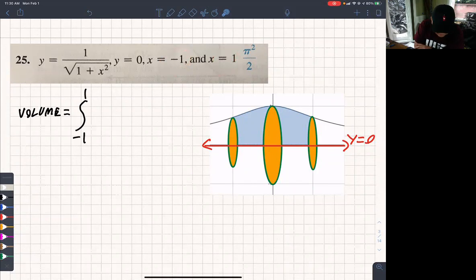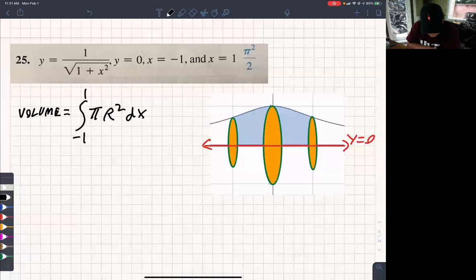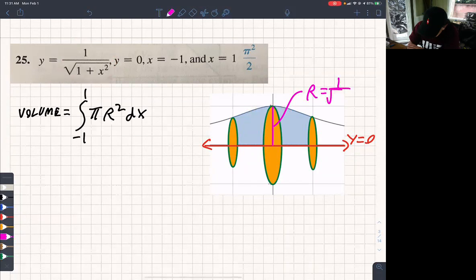And what's the volume of a disk? Pi r squared. And the thickness in this case is dx. I can handle that. Okay, what's my r? So r changes throughout this, so it's going to be a function. And r is going to be big Y minus small y. Big Y is the actual function, it's going to be here, minus small y, but small y is 0 because that's the x-axis.